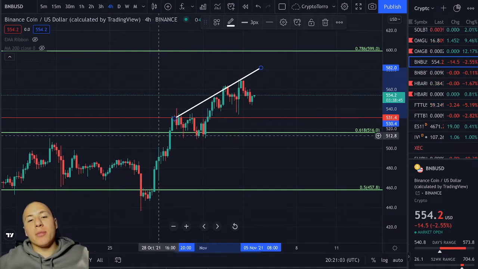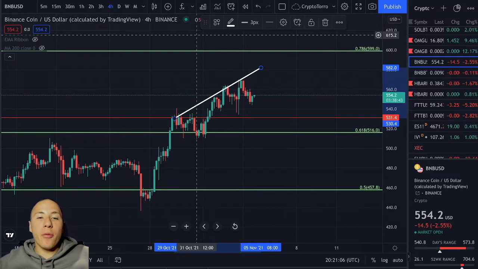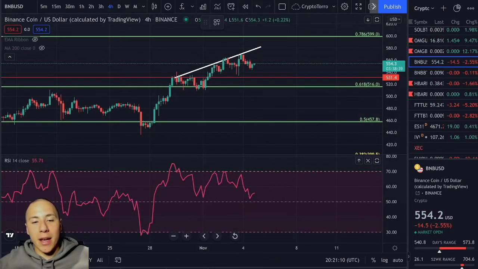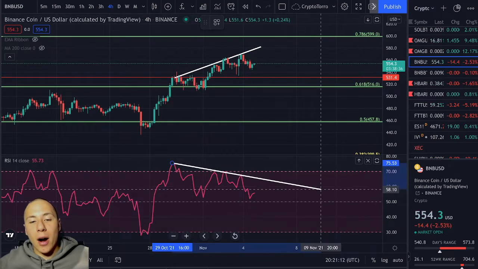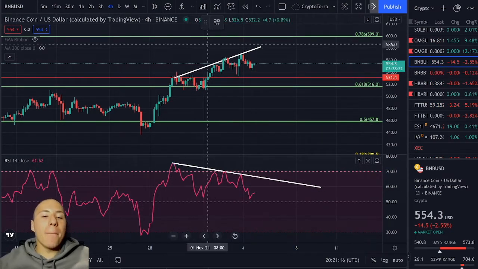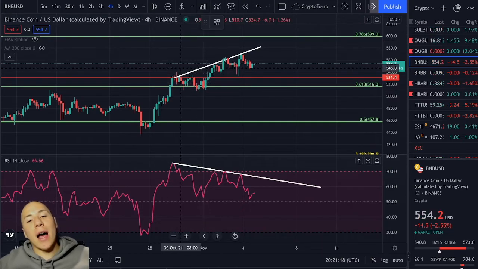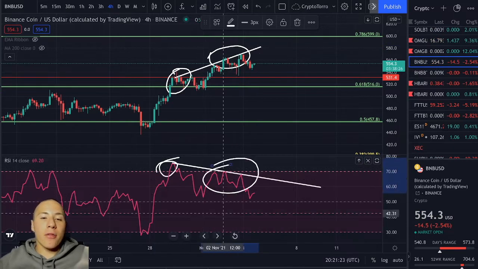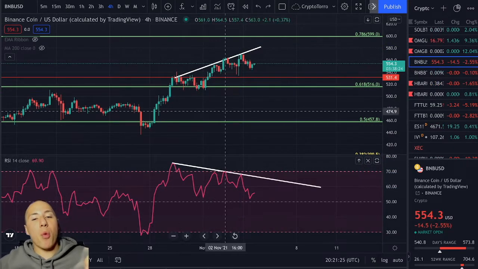We are creating these beautiful higher highs, but if we enable the RSI, we can clearly see the opposite taking place. We are creating lower highs on the RSI. So clearly we are forming right now a bearish divergence. We are seeing those higher highs and those lower highs on the RSI. Therefore, a bearish divergence is taking place right now.